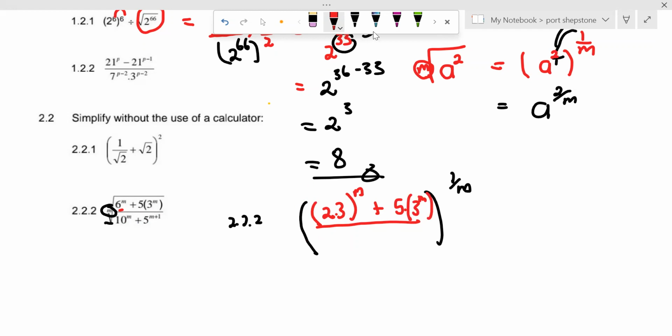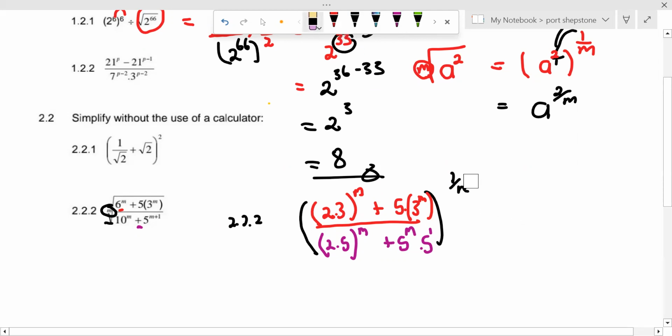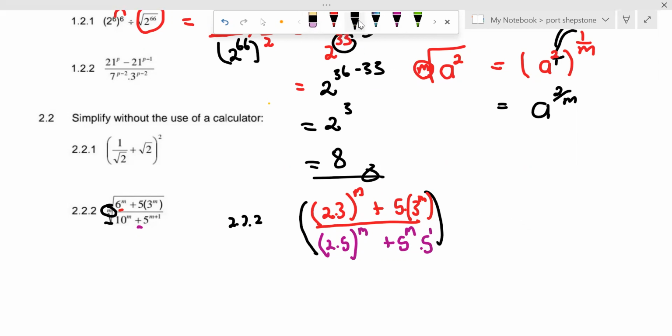And then 10, if we write 10 as a prime factor, so we're going to change 10. 10 is going to be written as 2 multiplied by 5, all to the power of m. Plus, we can split this because of this plus. So we can write it as 5 to the power of m multiplied by 5 to the power of 1. Okay, now guys, we shouldn't forget that we still have 1 all over m outside.